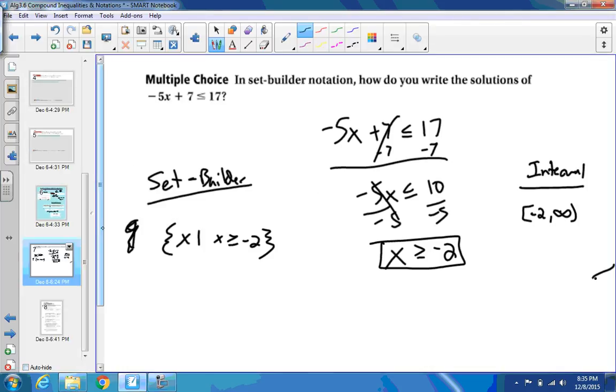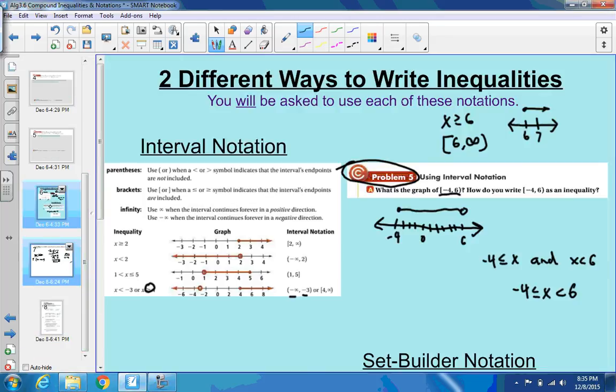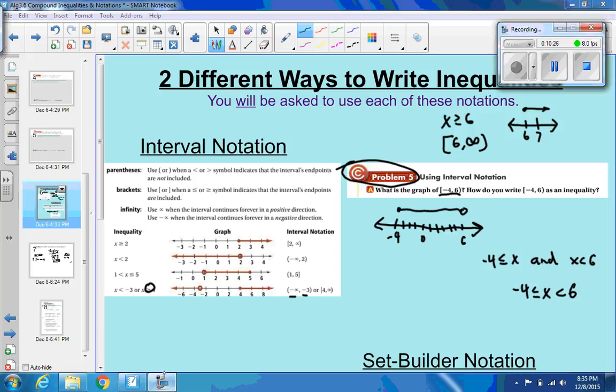All right, so that's just an introduction to two different types of writing inequalities, different notations, and we will be using those from time to time. So make sure your notes are good to go for that.